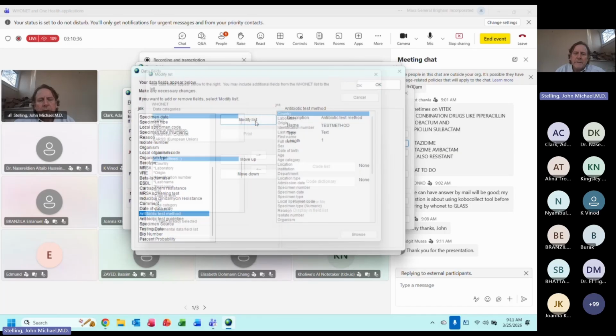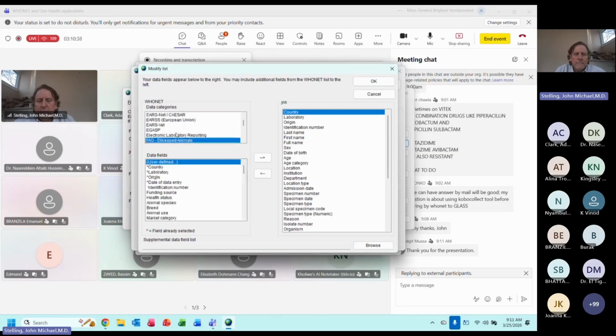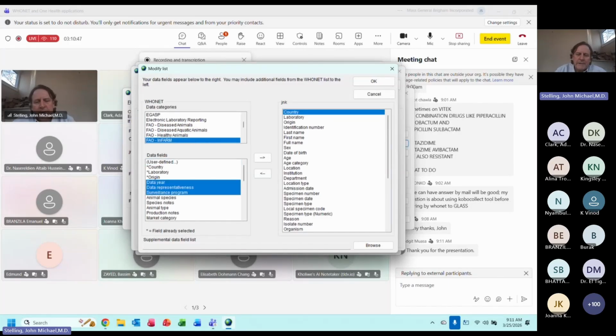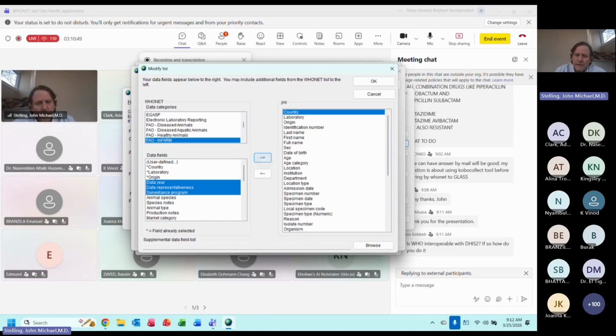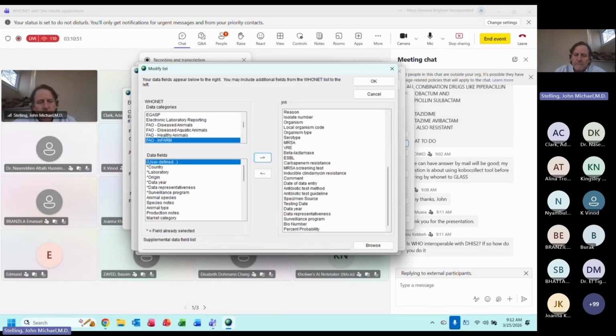If I go to modify list, and if I go to FAO diseased animals, aquatic animals, these are the questions. FAO would like people to add these 3 fields at least. It's the minimum required. Now they're at the bottom. Surveillance program means healthy or diseased, land or aquatic or food. Data representation means systematic, national, pilot, local. So it's just trying to give a sense: is this a national program or a local program?